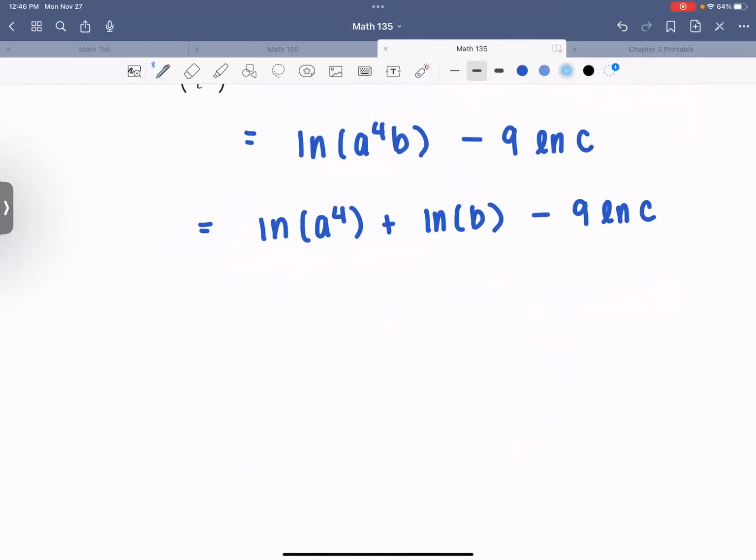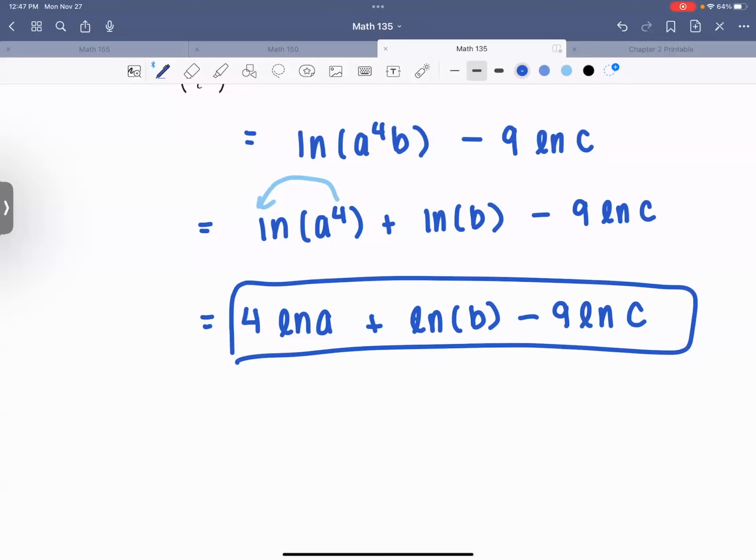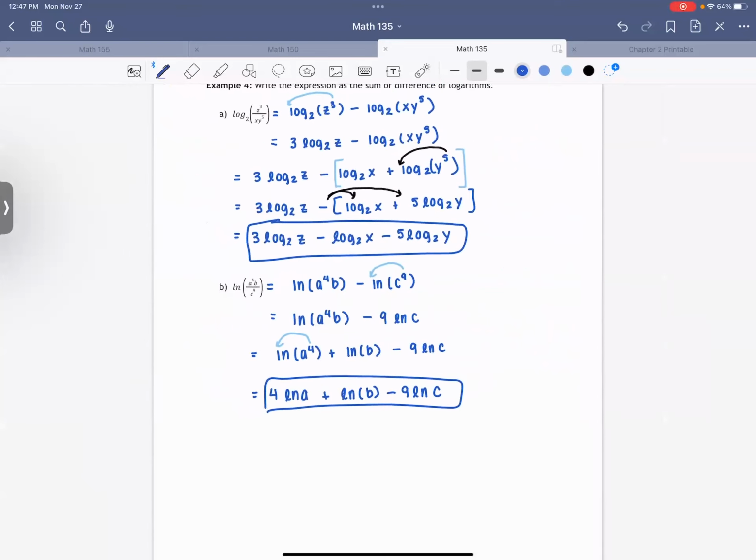Okay. Anything else I can do to simplify this? Bring the 4 to the front, right? This becomes 4 ln of a plus ln of b. Ooh, that looks ugly. Ln of b minus 9 ln of c. And that would be my final answer. Okay. Any questions on example 4?